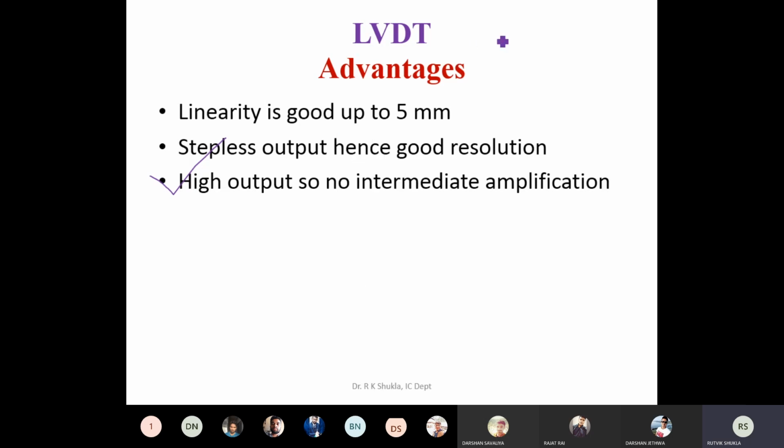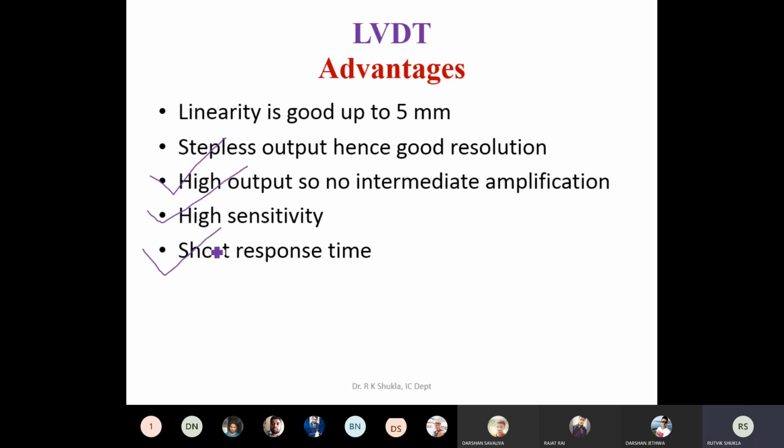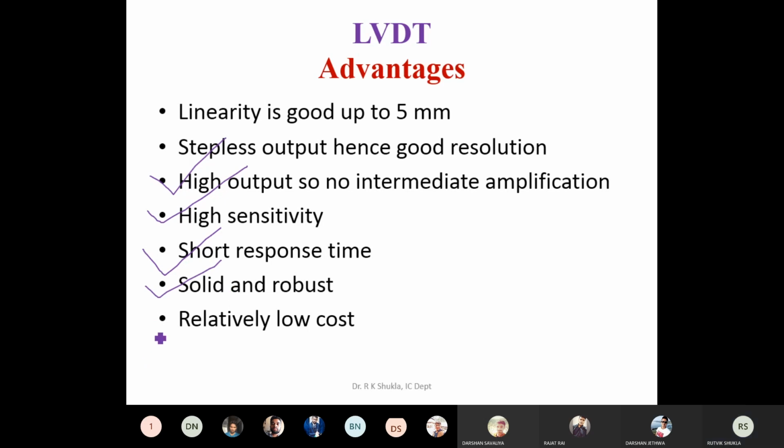If you are using an LVDT, then as you are getting a higher output, that's why you do not require any intermediate amplification. With LVDT, you are expecting a high sensitivity. The response time is very short. The arrangement is very solid and robust in nature. And LVDT is relatively low cost.